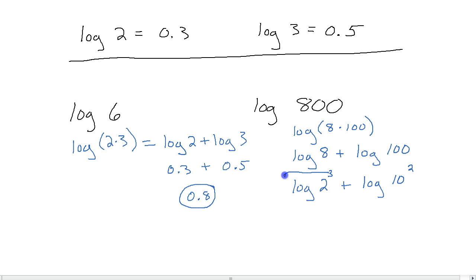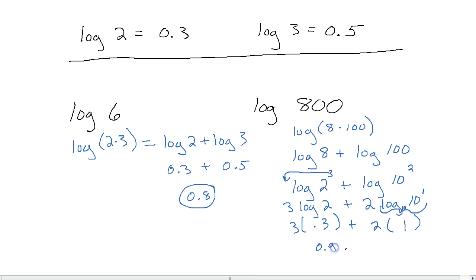Now, this 3, because it's an exponent, can come down front, and I have 3 times the log of 2. I can do the same thing here. I can bring the 2 down, and I get 2 times the log of 10. Well, you should know that the log of 10, because the base is 10, and when the base is 10 and the number is 10, the log is 1. Because the exponent that I put on 10 to get 10 is 1. So this becomes 2 times 1. Over here, this becomes 3 times the log of 2, which is 0.3. So 3 times 0.3 is 0.9, plus 2 times 1, which is 2. This answer turns into 2.9. So take the numbers that you're given and see if you can write them somehow in terms of the numbers that you're given here.